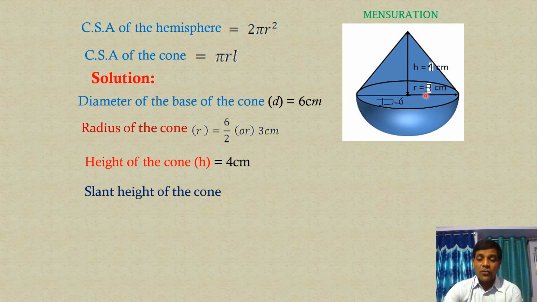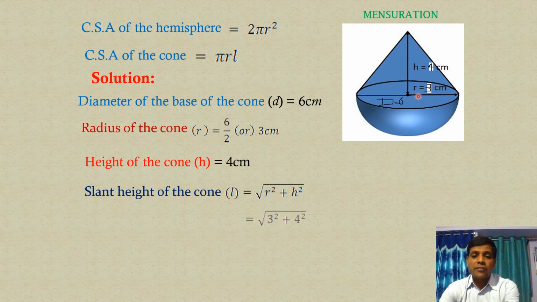Now how to find the value of L? This is the right angle triangle. Based on the Pythagoras theorem, hypotenuse square equals side square plus side square. Here L, the slant height, is the hypotenuse. Are you clear? Slant height L equals root over r square plus h square. What is the value of R? 3. R square means 3 square, plus h square. What is the value of h? 4. H square means 4 square.